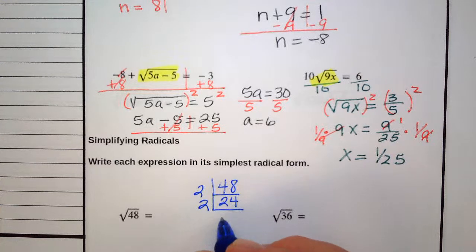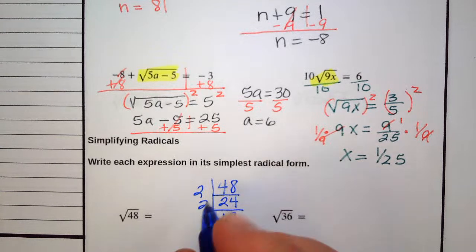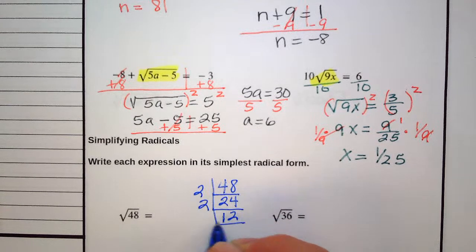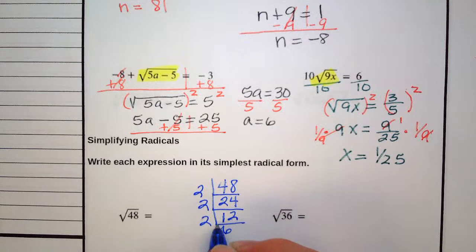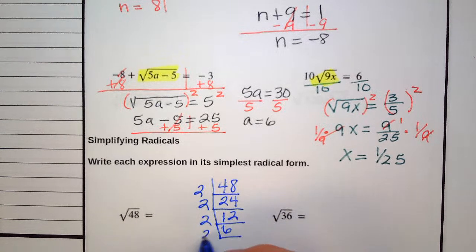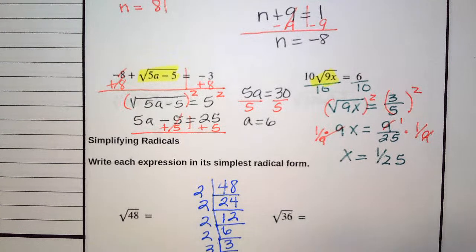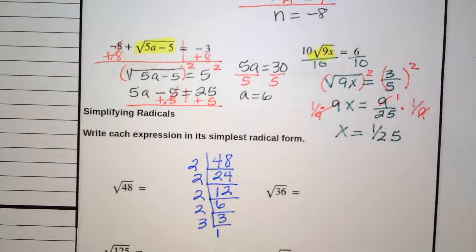24 divided by 2 gives me 12. Is 12 divisible by 2? Yes. 12 divided by 2 is 6. Is 6 divisible by 2? Yes. 6 divided by 2 is 3. 3 is prime. 3 divided by 3 is 1. 1 and you are done.